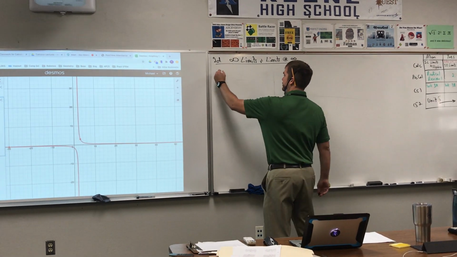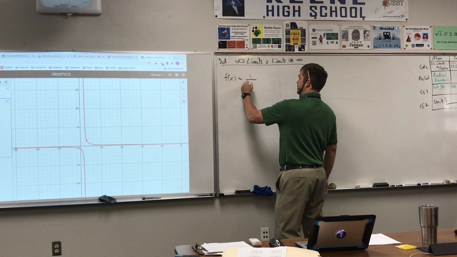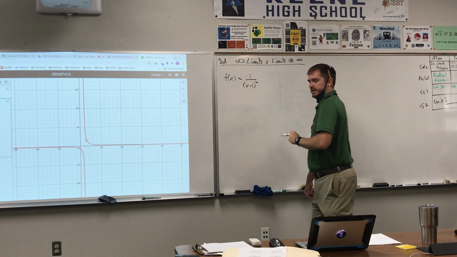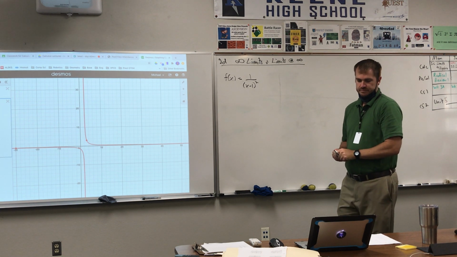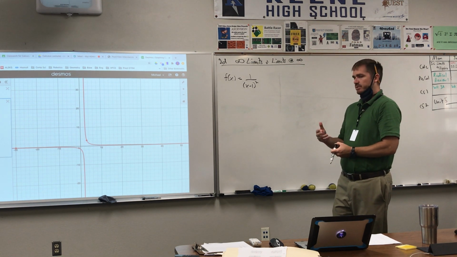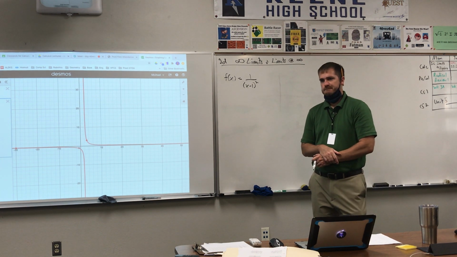So here we go. New problem: f of x equals 1 over x minus 1 squared. Let's see if we're picking up on stuff. Do y'all think there are any asymptotes on this one?